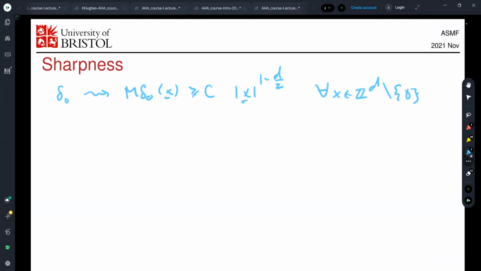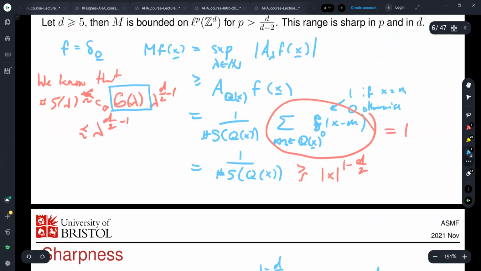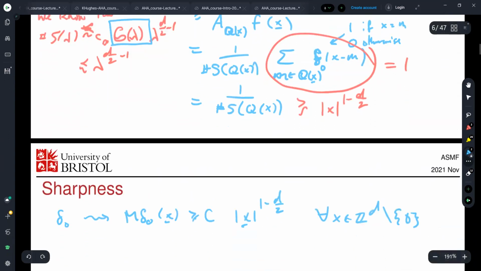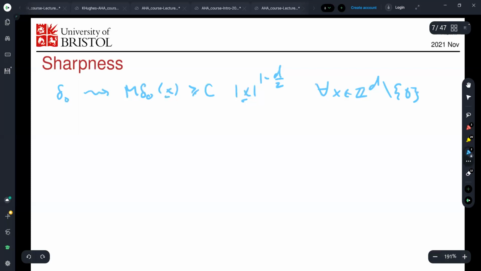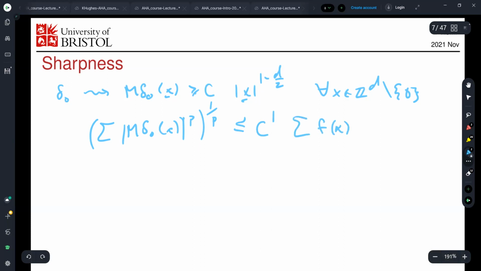Okay. At the origin, it is 0. Now, because I didn't define an average over just a single point. It had to be over an actual sphere. Now, all we do is we just look at this M delta naught of x. When is this an L^p norm at most some other constant, c prime, times the L^p norm of f? Or where f is delta here, sorry.